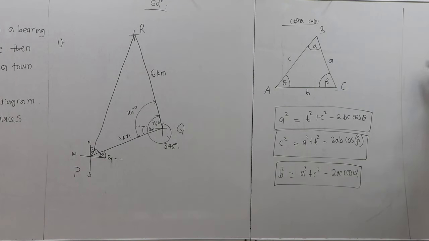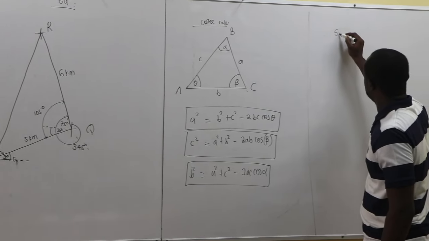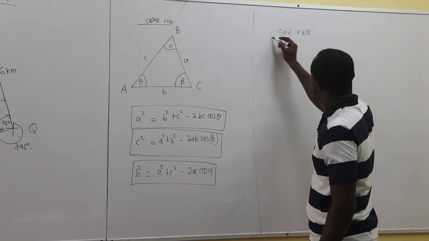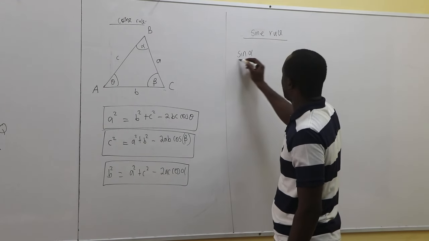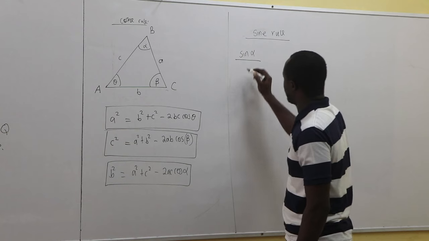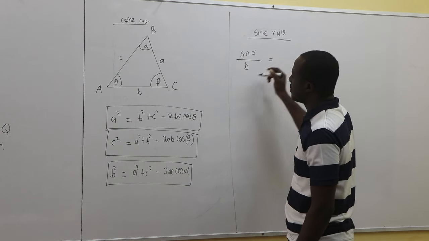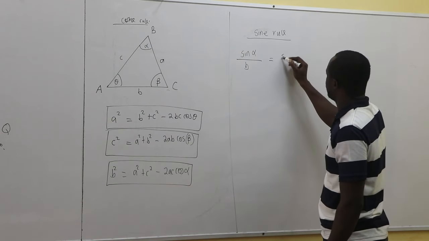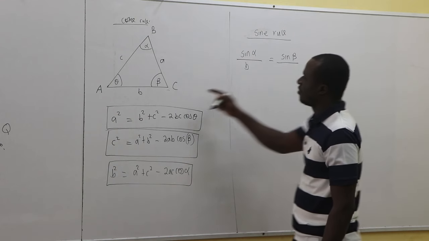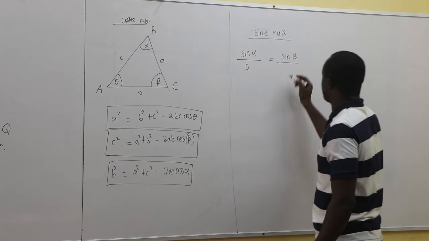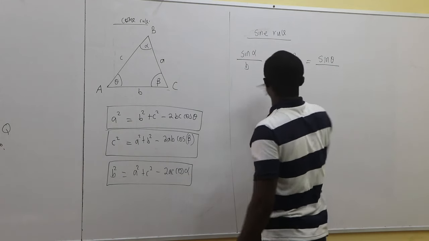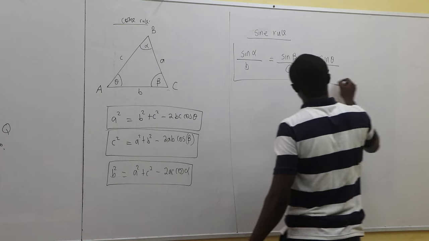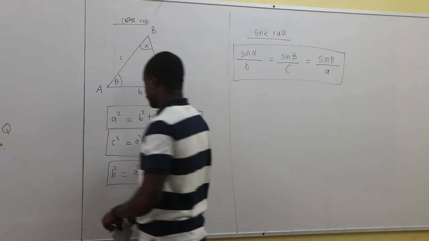And then also, if you want to use the sine rule, with the sine rule, we say that sine of the angle here, alpha, over the side beneath it, what is there? b. And this is the same as sine beta all over the side AB, but this AB is c. And this is the same as sine theta all over a. And this is the sine rule.